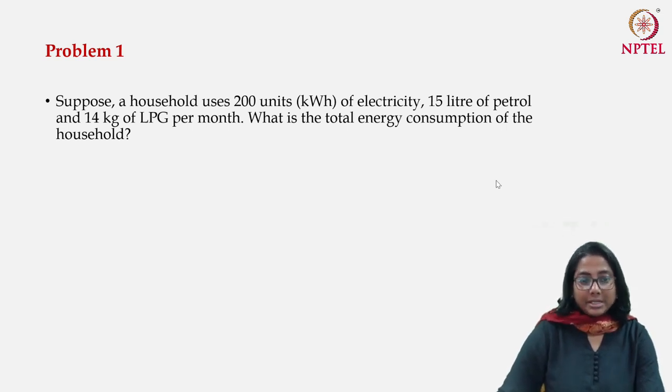So the problem statement is like this. Suppose there is a household which uses 200 units of electricity, 15 liter of petrol and 14 kg of LPG per month. The question is, what is the total energy consumption of this particular household? Before we jump onto the solution of this problem, let me make a few things clear.